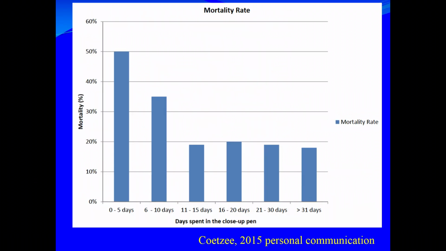More important to veterinarians, we looked at the effect of days in the close-up pen on mortality. And this happened to be a herd that was going through a terrible time. 50% of cows who calved within 5 days of being moved were dead. 6 to 10 days, still a lot of them died. The cutoff, and this is held up for many herds over time, you have to have at least 10 days in that close-up pen to have any chance of making it. And certainly when you get out closer to 21 days, the mortality rate is much lower.